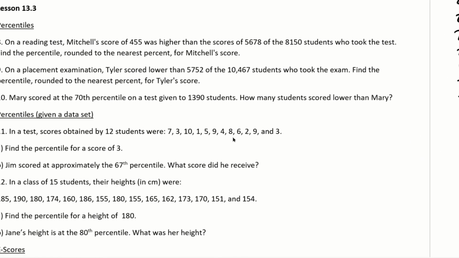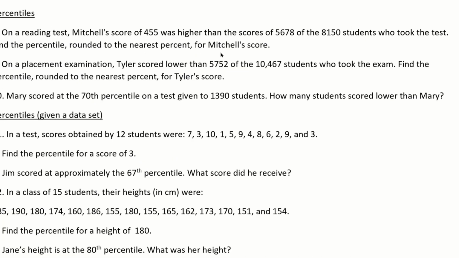Okay, so there's our standard deviation. Now we're on to lesson 3, percentiles. All right, so in a reading test, Mitchell's score of 455 was higher than the scores of 5,678 of the 8,150 students who took the test. Find the percentile rounded to the nearest percent for Mitchell's score.